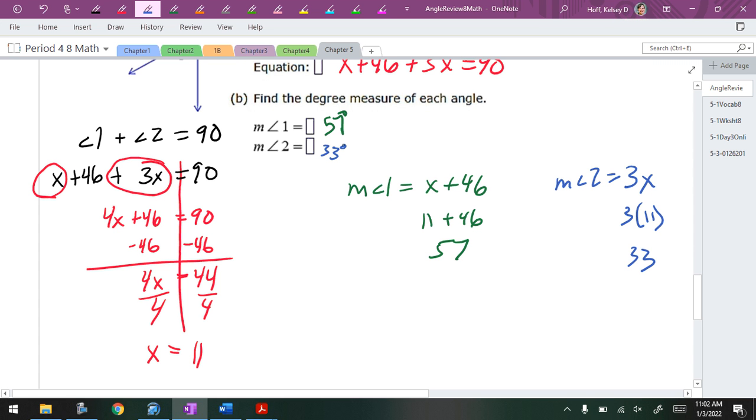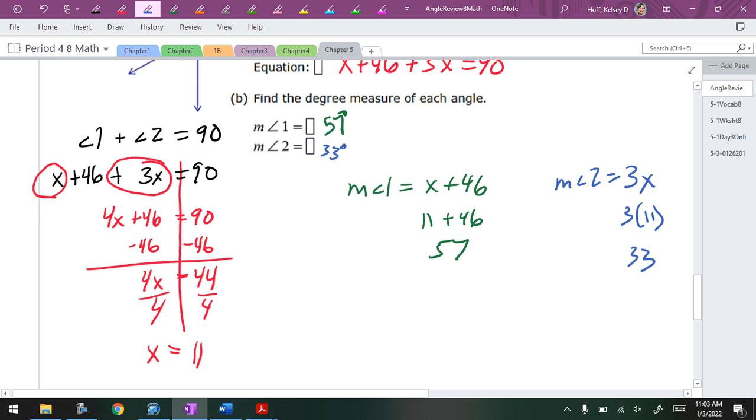Anybody tell me a way that I could double check my work? Kayleigh? And what should they equal? Very good. Double checks that you actually know the value of x, but it also double checks that you didn't plug it in incorrectly. Okay?